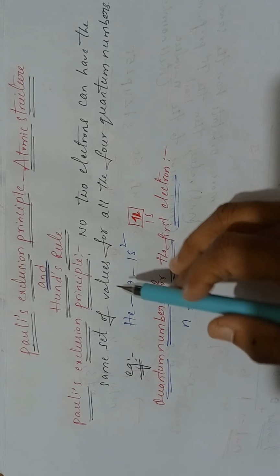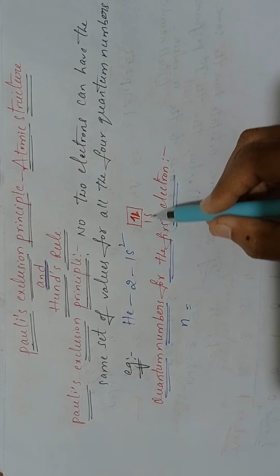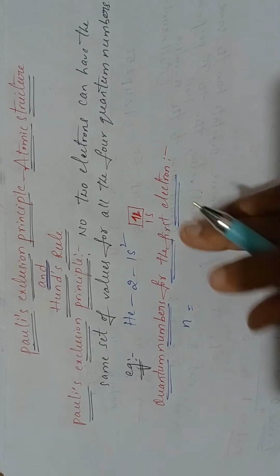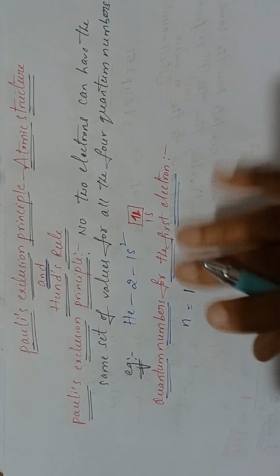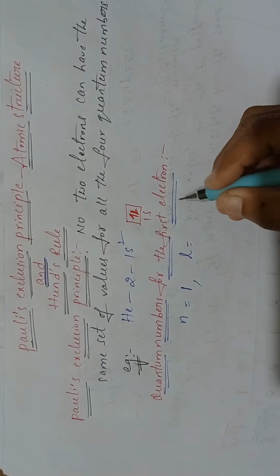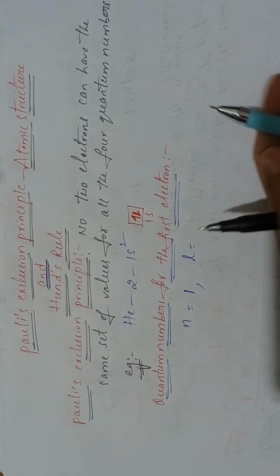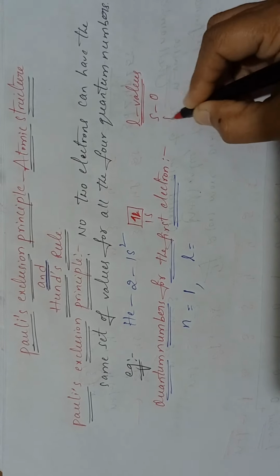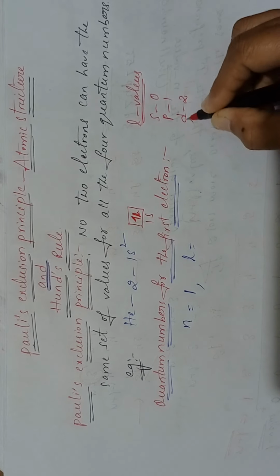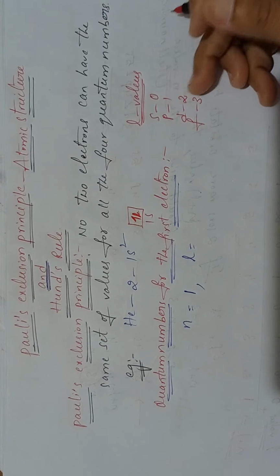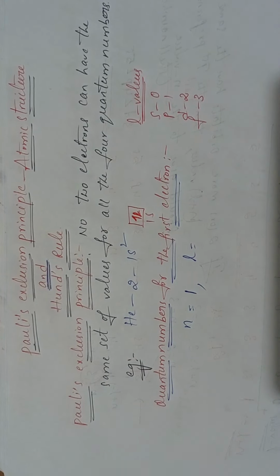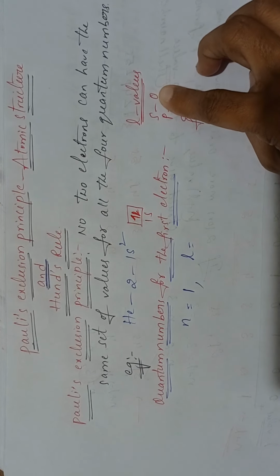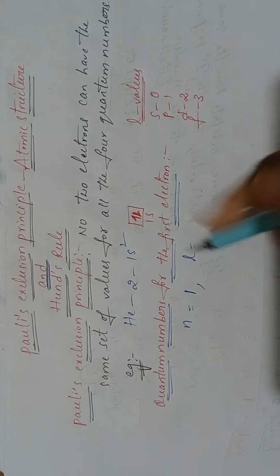N equal to how much? Here it is the 1s orbital, so this number indicates the principal quantum number. N is equal to 1. Next, the l value, azimuthal quantum number. For s subshell l is 0, p subshell 1, d subshell 2, and f subshell 3. These are the l values. Here it is s, so for the s subshell, the l value is 0.